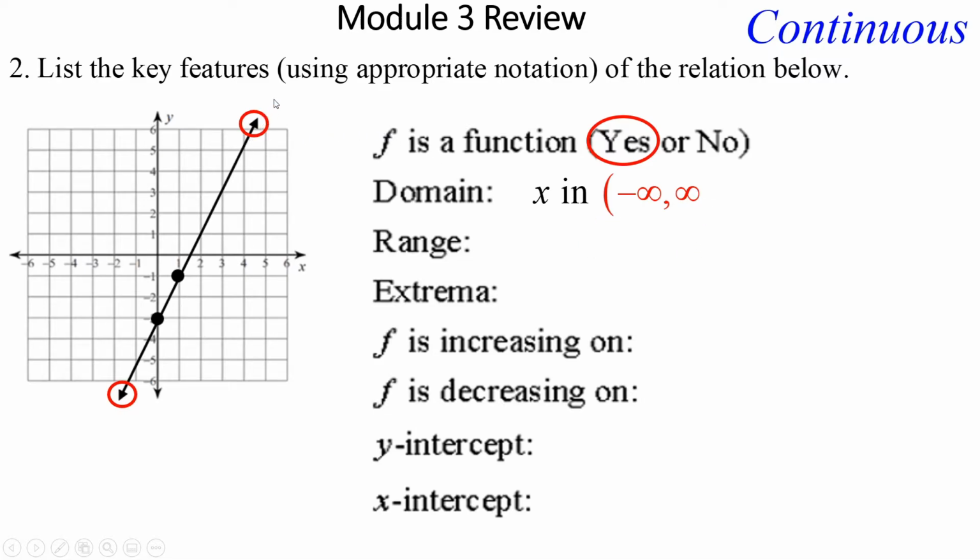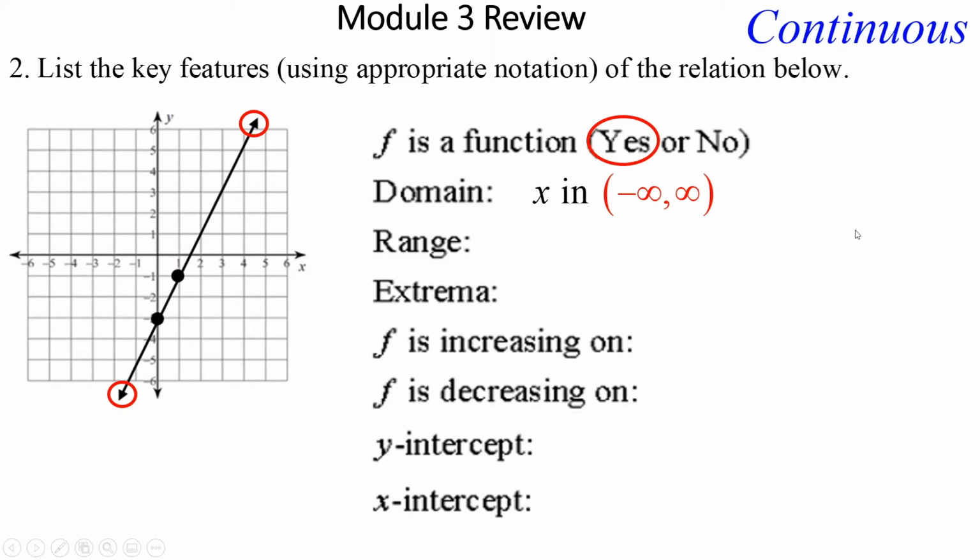x is approaching positive infinity. I can't reach positive infinity. There's no endpoint, so I have to put parentheses. If there had been an endpoint, like let's say this graph went as far as x equals 3, I would have gone 3 bracket right there.